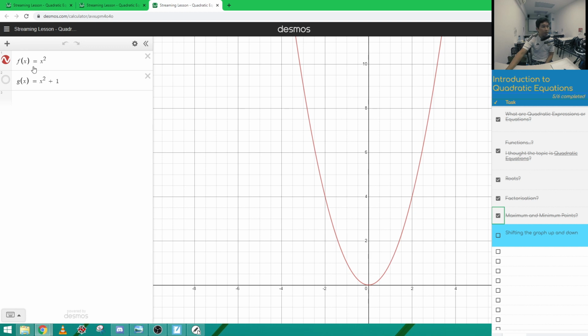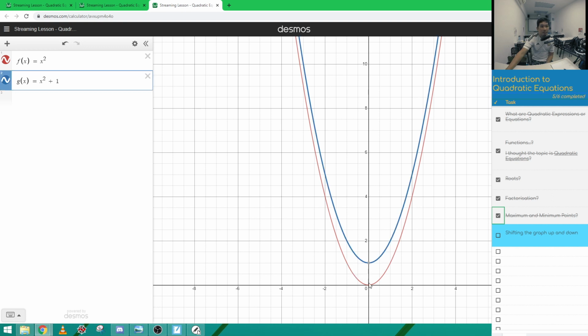So you can see on the left here, the red graph is f of x, where f of x equals x squared. Before I click on the second graph, g of x, make a guess what it will look like. So I'm going to reveal in 3, 2, 1. Yeah, you can see that the blue graph is just above the red graph, and it is exactly a distance of 1 above the red graph.